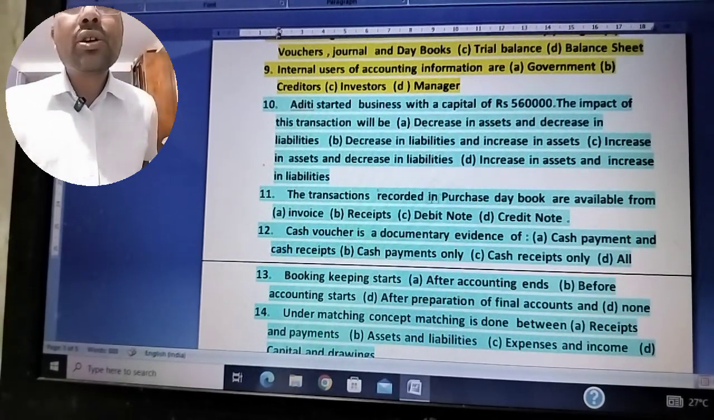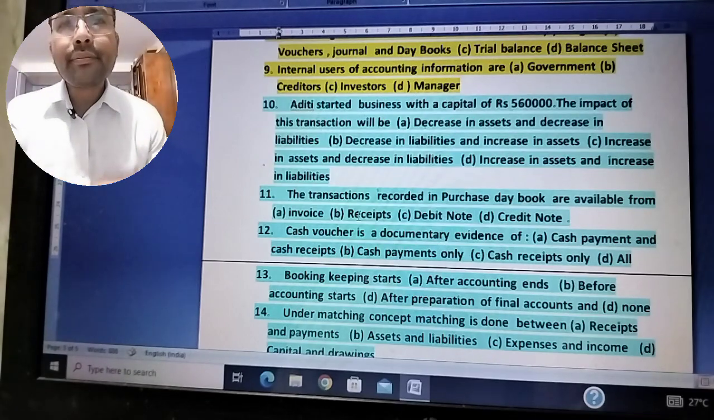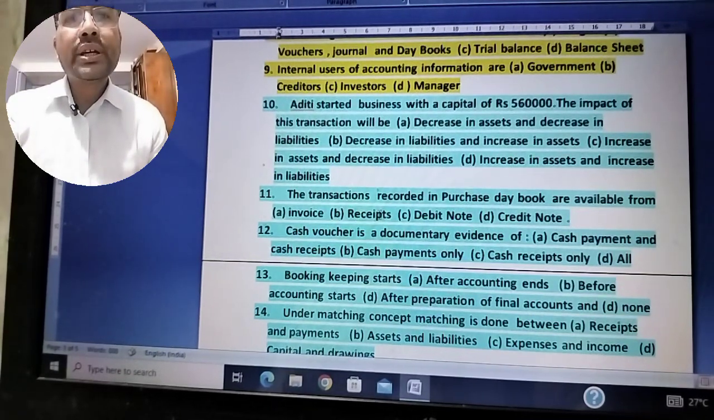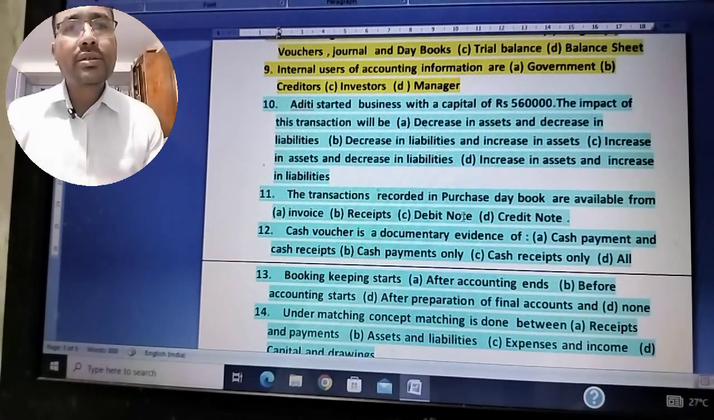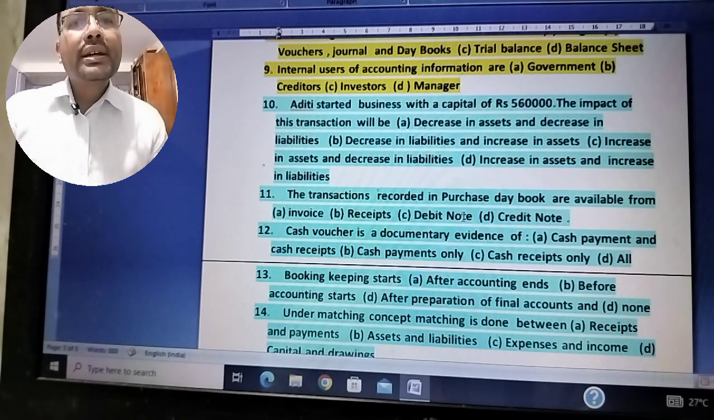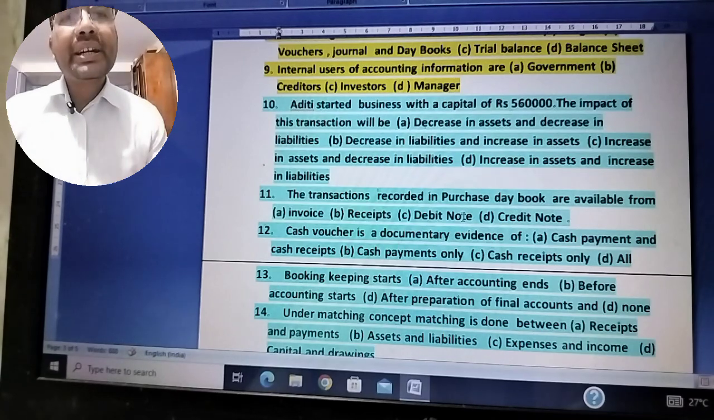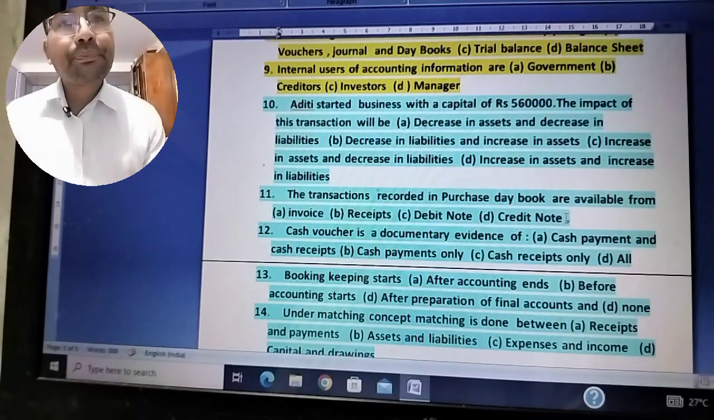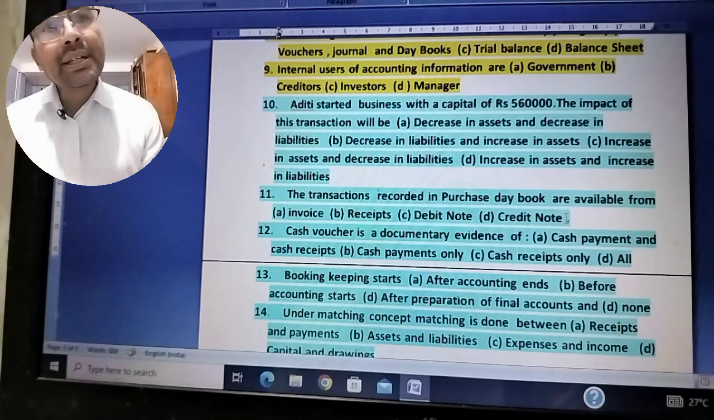Okay, the transactions recorded in the purchase day book are available from: invoice, receipts, debit note, and credit note. See, let's start from receipts. Receipts means it's like a cash memo. When you purchase something or sell something in cash, you will issue a cash memo, that is a receipt. A debit note is a document which is issued when goods purchased on credit are being returned. A credit note is a document issued by the seller when goods sold to the debtors are returned by the debtors.